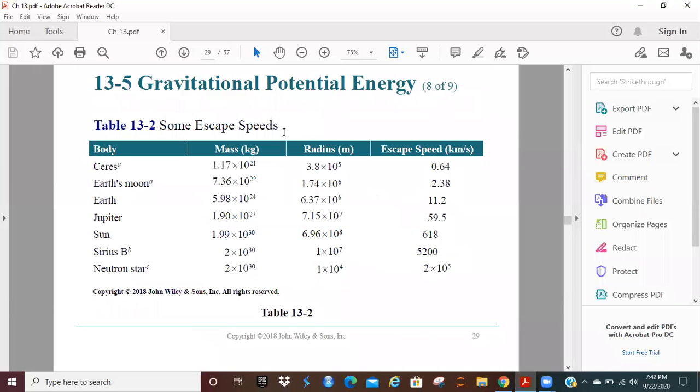You've got different escape speeds here for different radius and different mass. You can go through the computations, and obviously you can see some major differences here. The more massive and the bigger the radius, they start to have an effect on the escape speed. By the time you get to a neutron star, forget it.